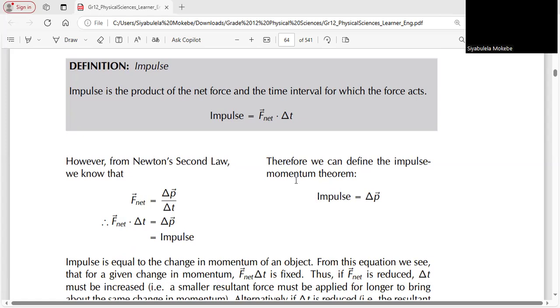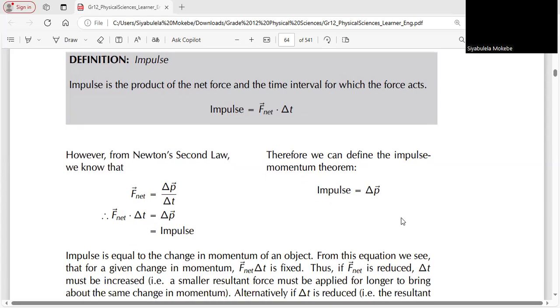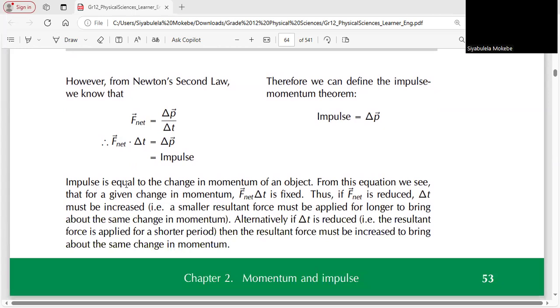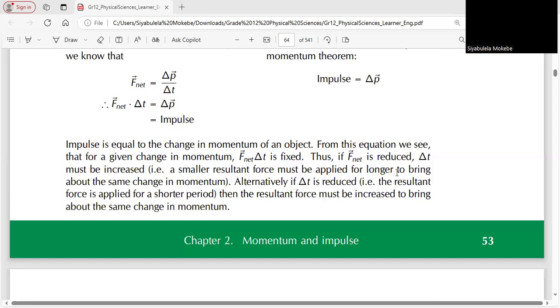Therefore, we can define the impulse-momentum theorem as: impulse is equal to change in momentum. Impulse is equal to the change in momentum of an object. From this equation, we see that for a given change in momentum, F net times delta t is fixed. Thus, if F net is reduced, change in t must be increased, meaning that a smaller resultant force must be applied for longer to bring about the same change in momentum.